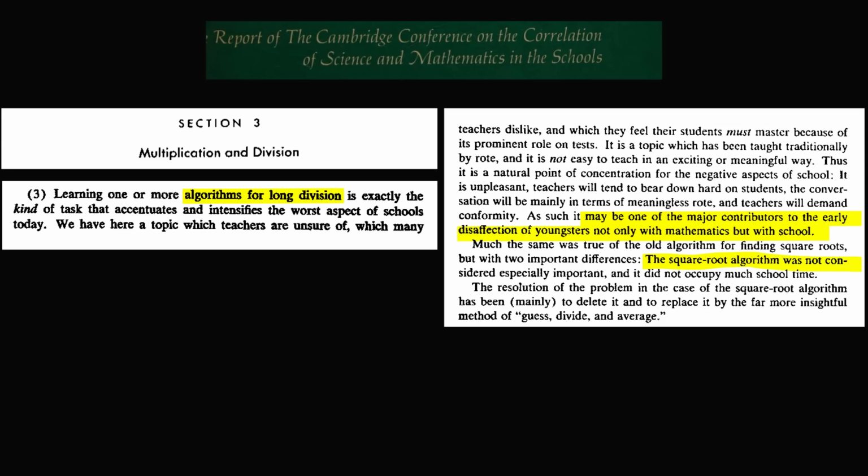Much the same was true of the old algorithm for finding square roots, but with two important differences. The square root algorithm was not considered especially important, and it did not occupy much school time. The resolution of the problem in the case of the square root algorithm has been mainly to delete it and to replace it by the far more insightful method of guess, divide, and average.